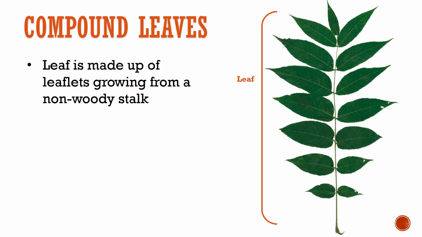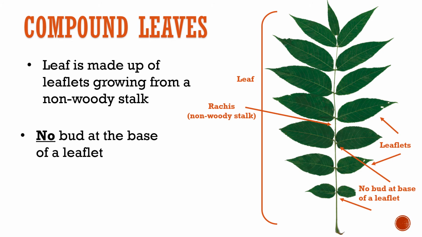Compound leaves, on the other hand, have many parts. You can have 2 parts up to 15 leaflets, like in this example. Rather than growing from a twig, these leaflets are attached to a rachis, which is a non-woody stalk, much like the petiole or stem of a leaf. Notice that there is no bud at the base of each leaflet.